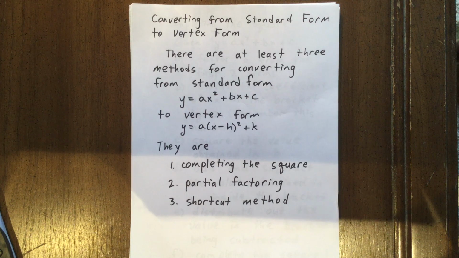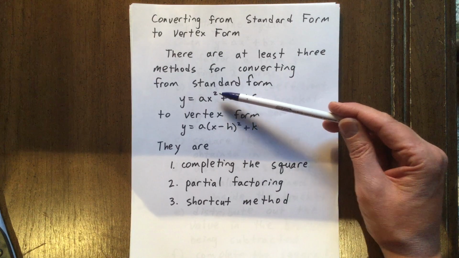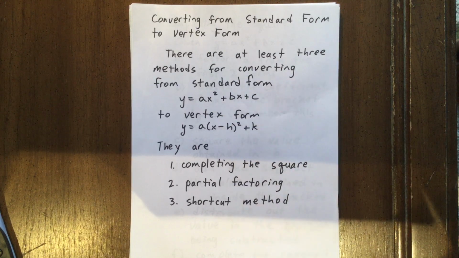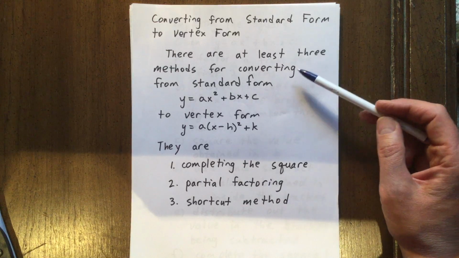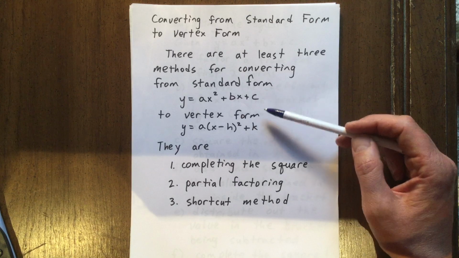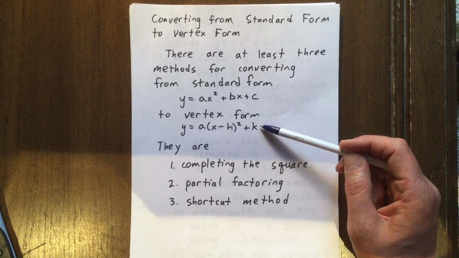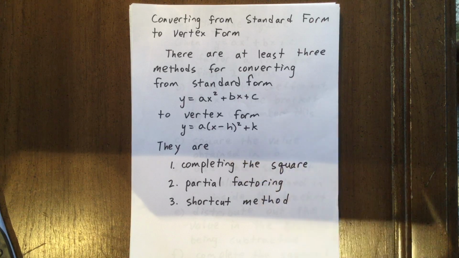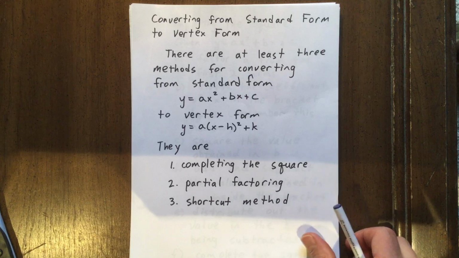In this lesson, we're going to start talking about quadratic relations. As you might recall, quadratic relations are those that have an exponent of 2, and they take the form of a parabola when graphed. There are at least 3 methods for converting from standard form, which is y equals ax squared plus bx plus c, to vertex form, which is y equals a bracket x minus h quantity squared plus k.